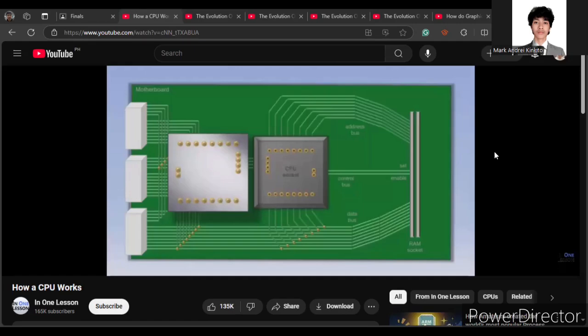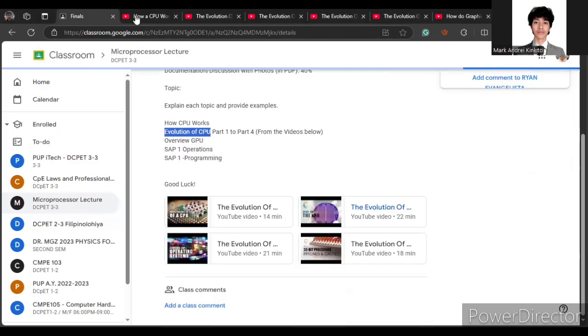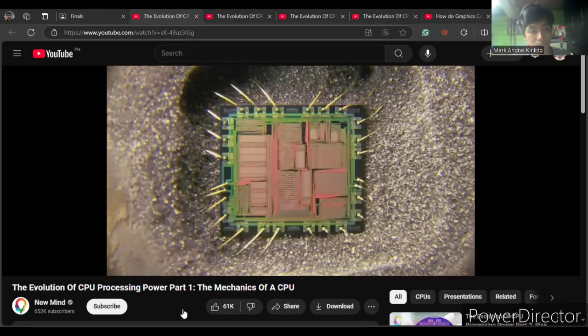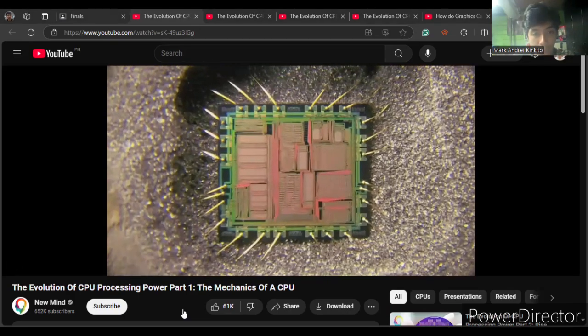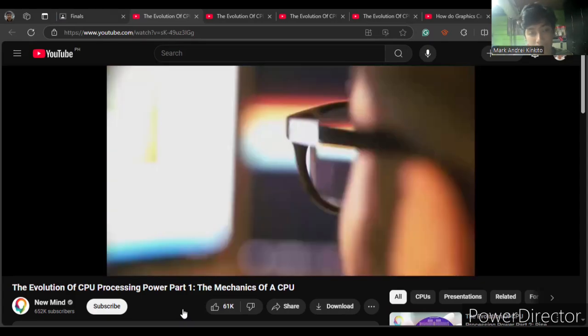So now let's move on to the evolution of the CPU from part 1 to 4. The first one is the evolution of CPU processing, part 1, the mechanics of the CPU. I'll try to open my cam. So let's go through the evolution of CPUs, using insights from the 4 videos provided.